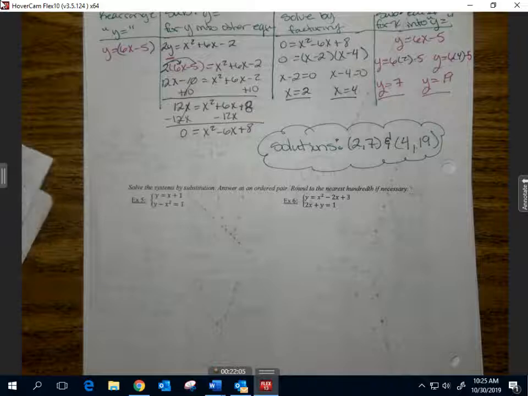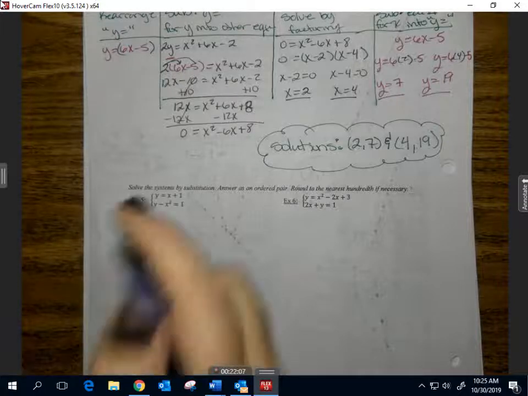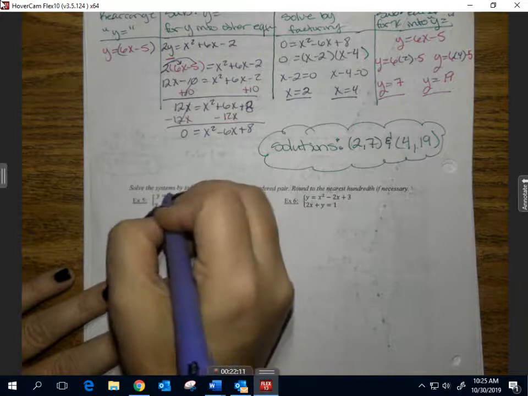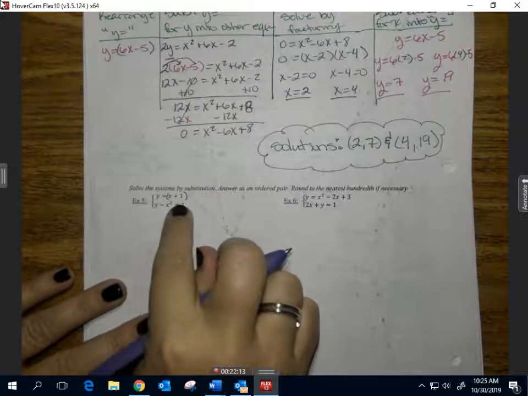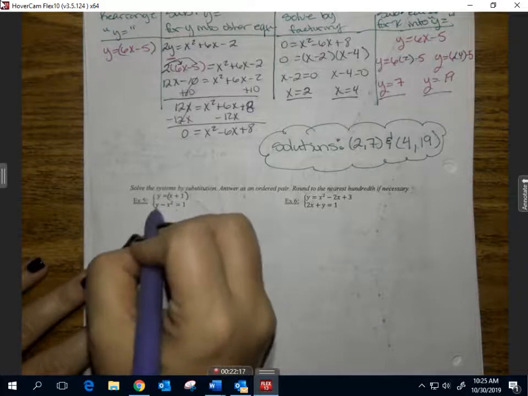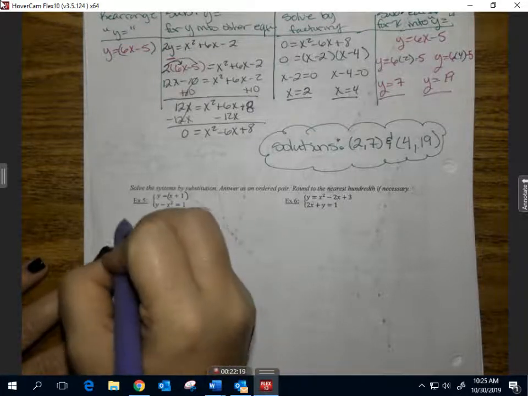Alright. So I can see here step 1 has been done for me. I can see that y equals x plus 1. So in this equation here, where it says y, I'm going to put x plus 1.